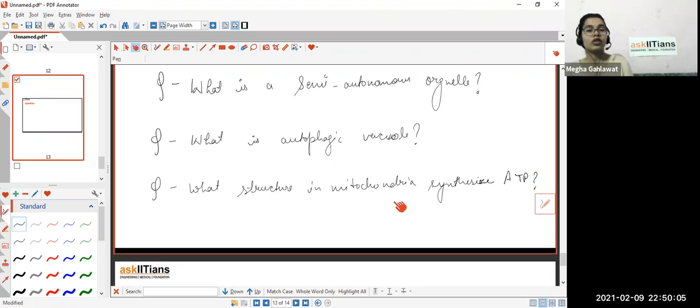And what structure in the mitochondria synthesizes ATP? ATP synthase, or the peroxisomes or the oxysomes. Okay, if you do not remember the peroxisomes and oxysomes, you can always mention the ATP synthase. That will be the correct answer.